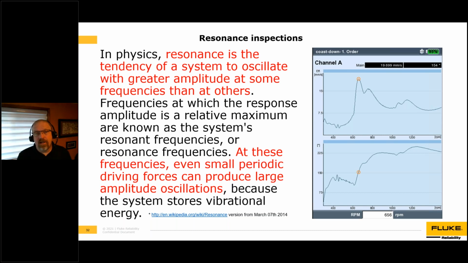Run up and coast down tests measure and detect resonant frequencies in machines that are in operation. And then bump tests can detect resonant frequencies in machine components like your fan wheels.